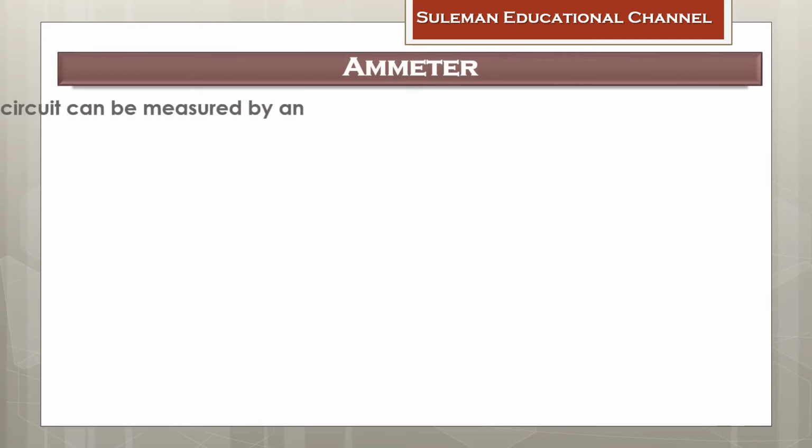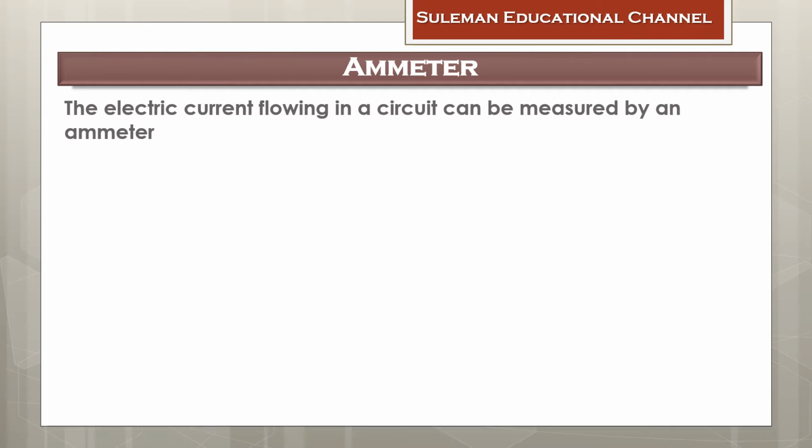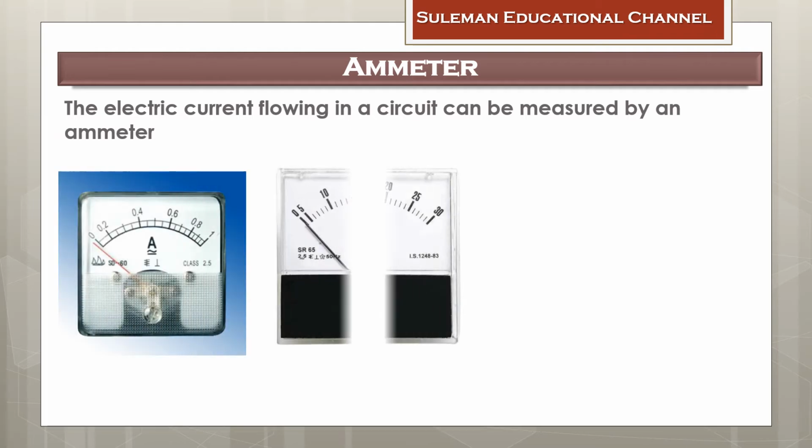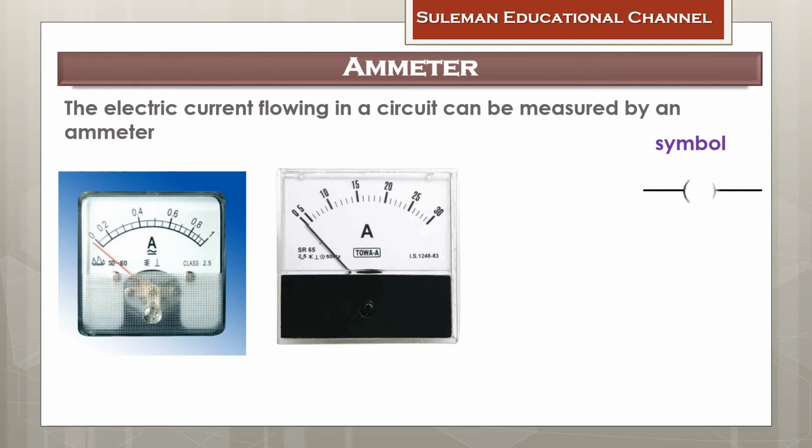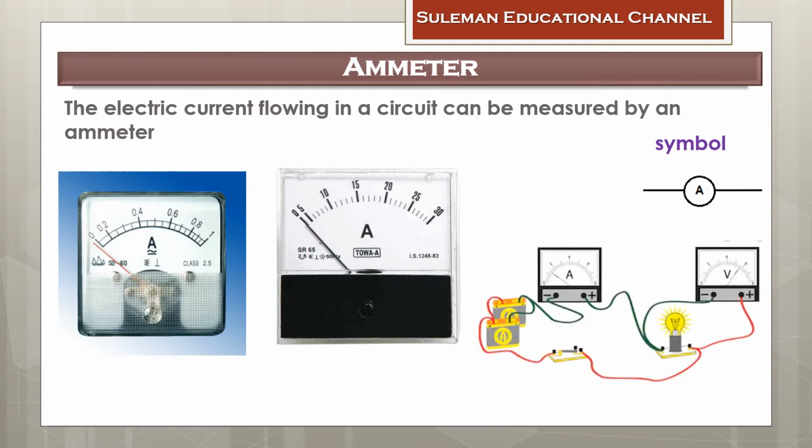Current is measured using an instrument called an ammeter. Keep in mind that an ammeter is always connected in series to measure the flow of electrons in a circuit. It is represented by the symbol A as shown in the diagram.